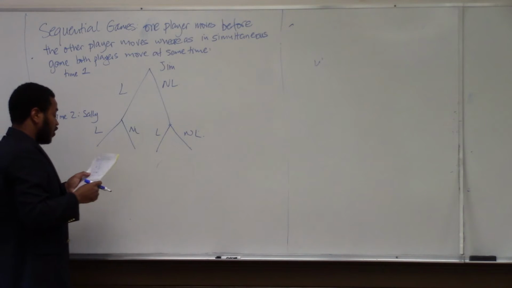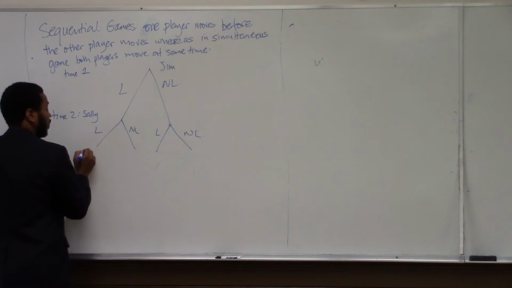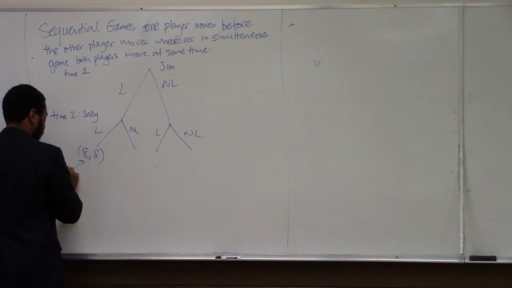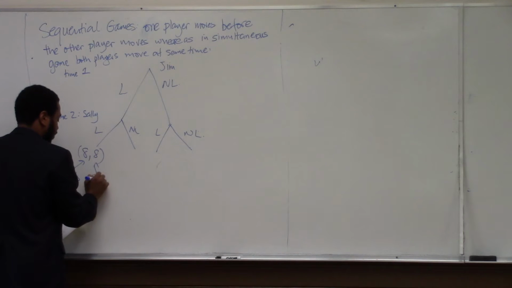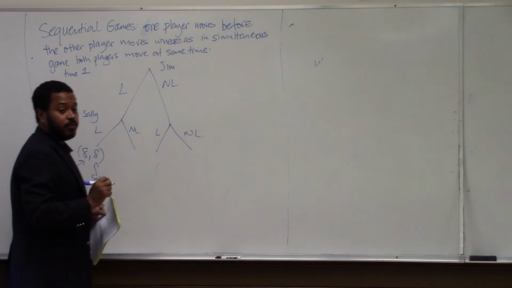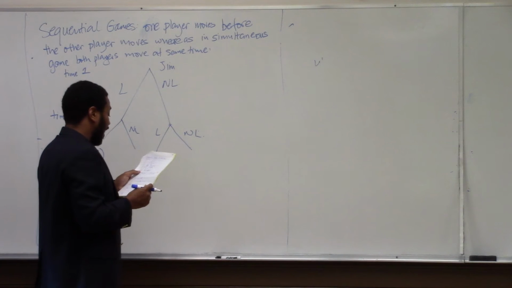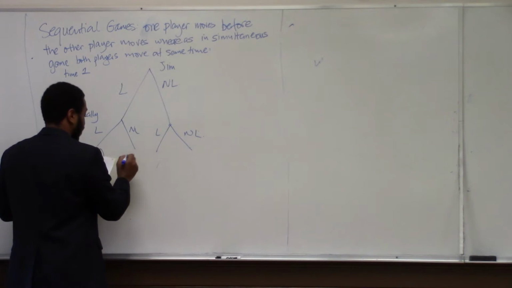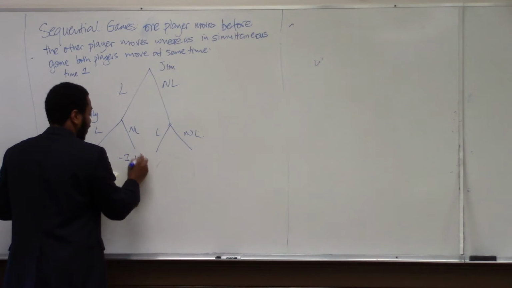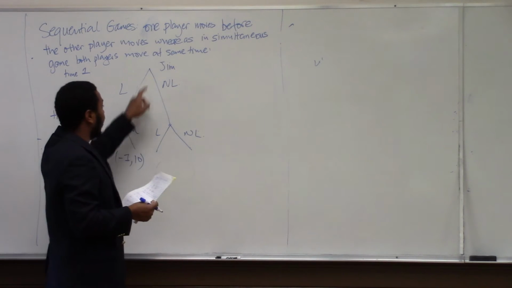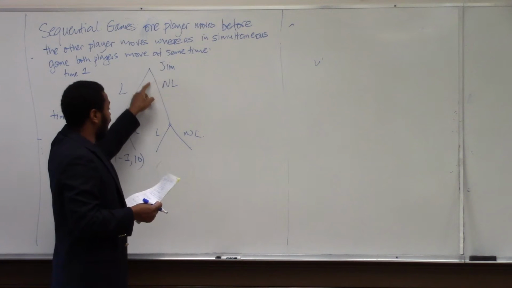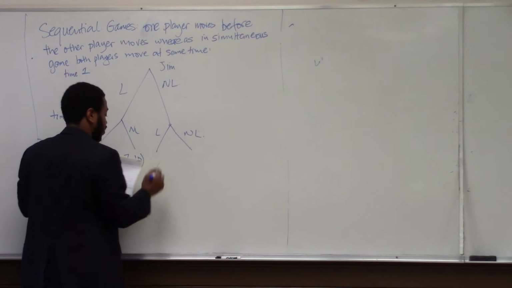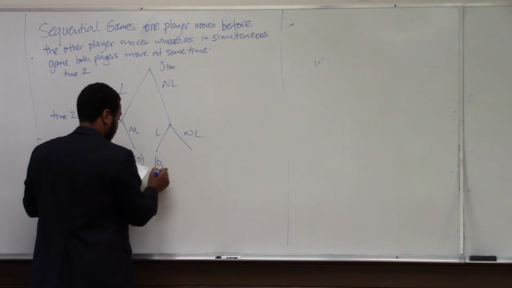Okay. So if they both like each other's pictures, Jim is going to get 8 and Sally is going to get 8. So this is Jim's utility. This is Sally's. However, if Jim chooses to like Sally's picture, but Sally chooses not to like Jim's picture, Jim is going to get -1 and Sally is going to get 10. If, on the other hand, Jim chooses to not like Sally's picture, Sally chooses to like his picture, we're going to get 10, -1.